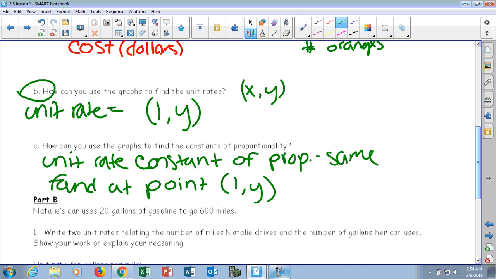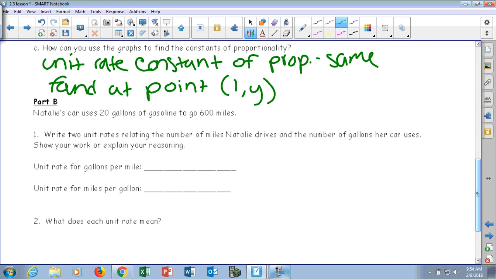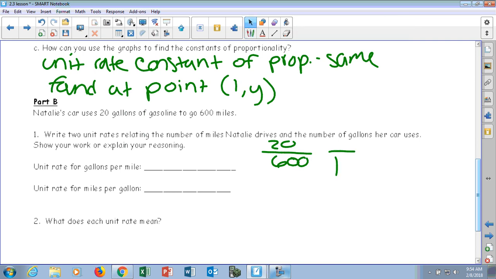Okay, and part B. Natalie's car uses 20 gallons of gasoline to go 600 miles. Write 2 unit rates relating to the number of miles Natalie drives and the number of gallons her car uses. Show your work and explain the reasoning. Unit rate for gallons per mile. So, she told us that 20 gallons gives her 600 miles. Well, what is the unit rate per mile? For 1 mile. And we want to find the unit rate for the gallons.